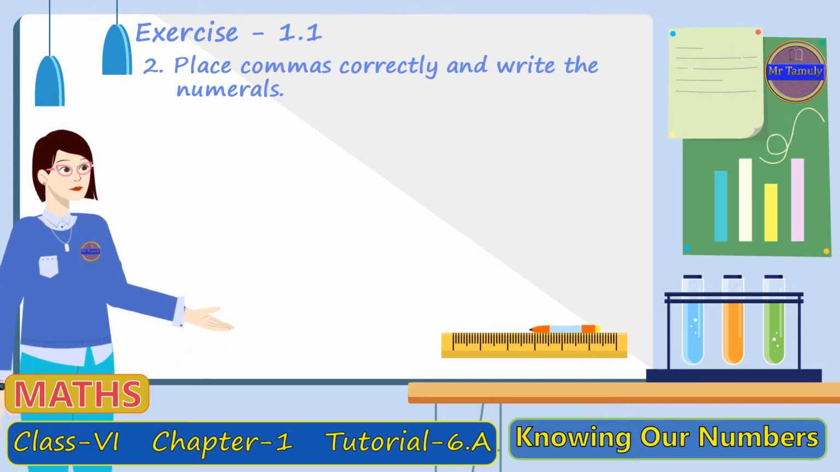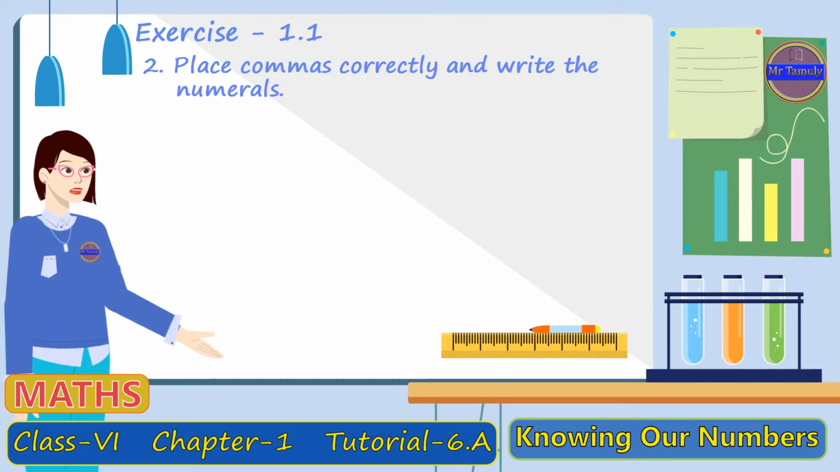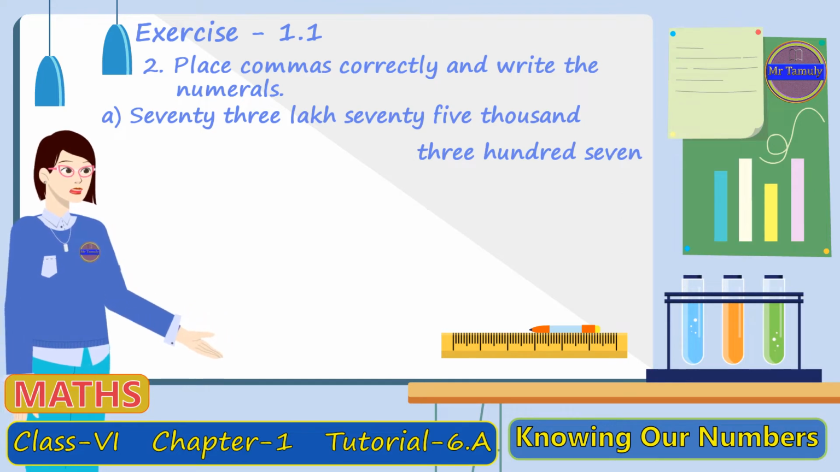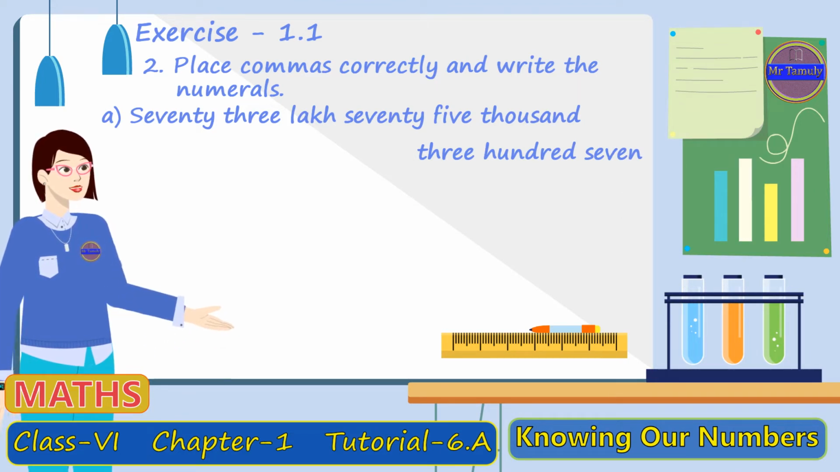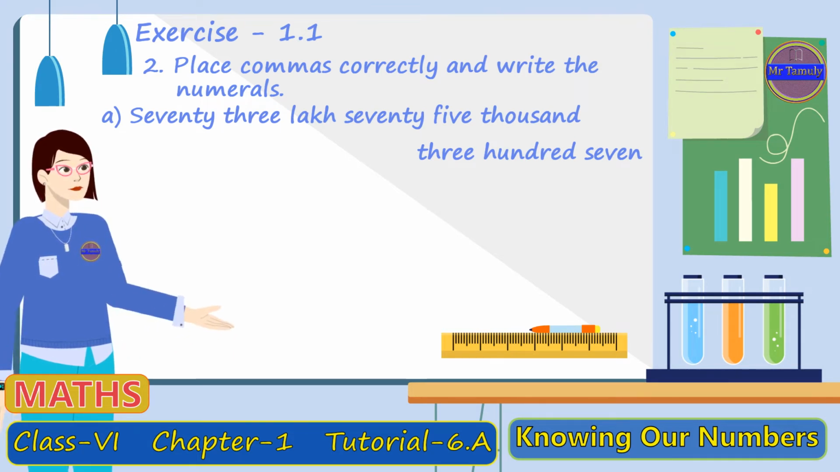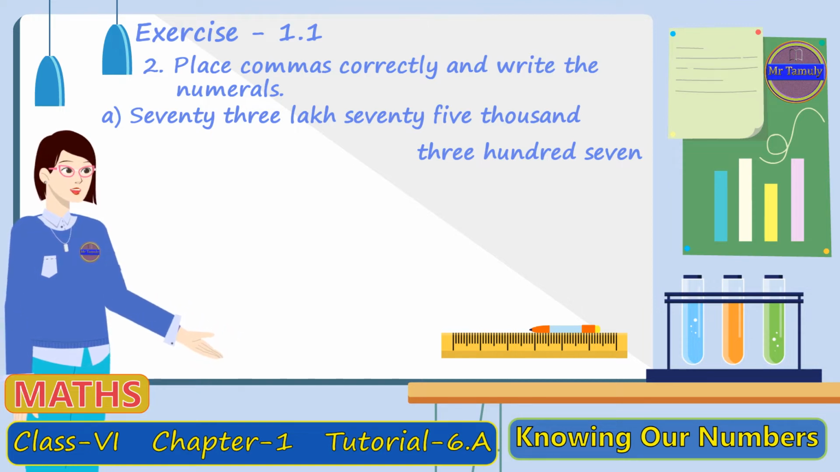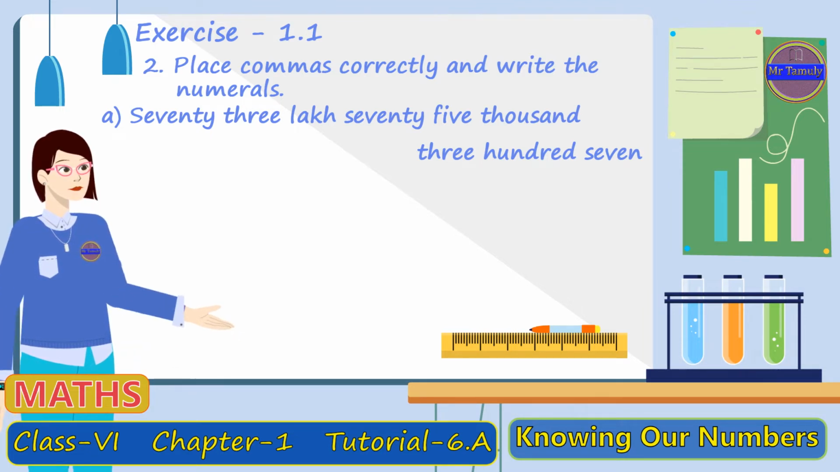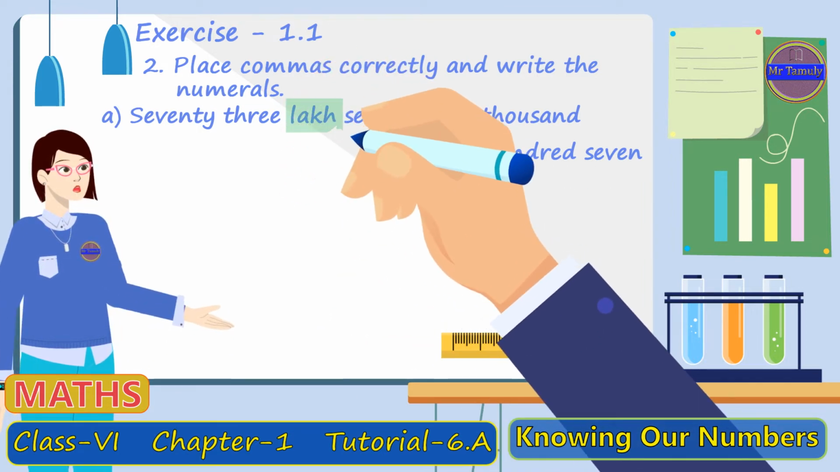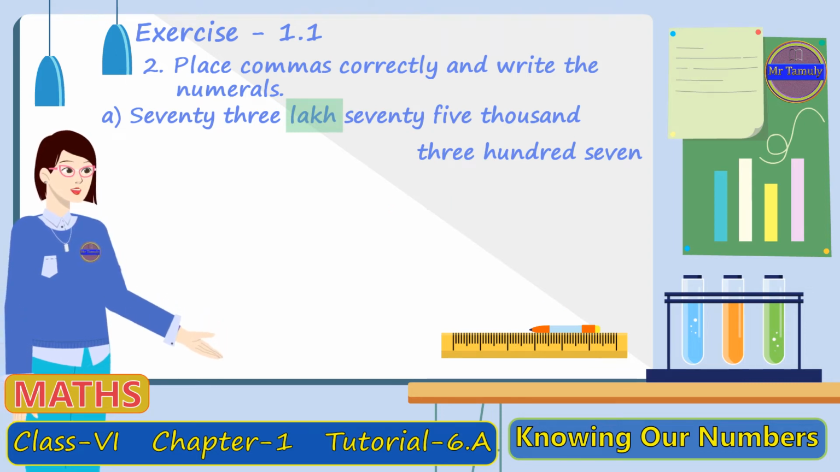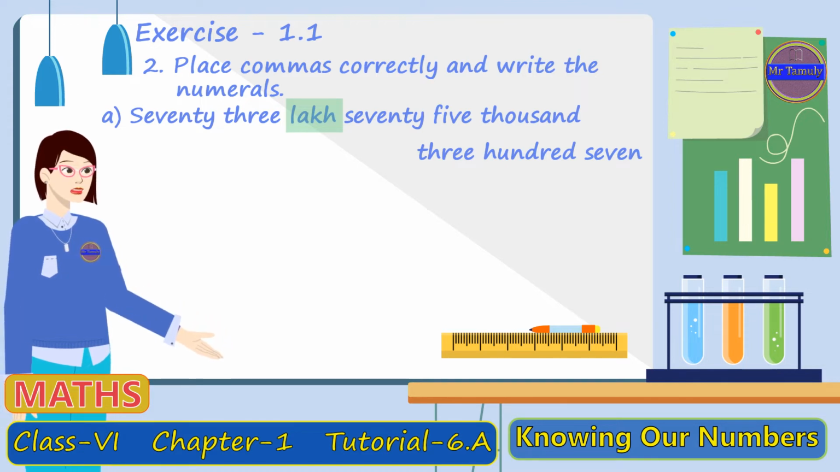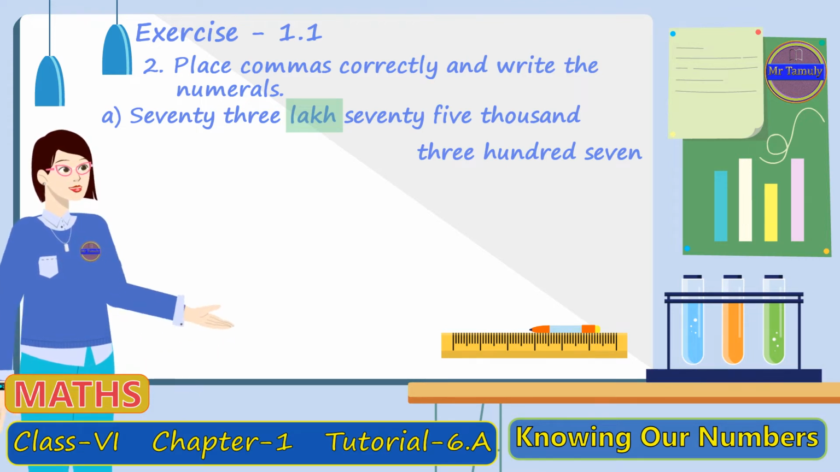In the first question, that is in question number 2a, the given name of the number is seventy-three lakh seventy-five thousand three hundred seven. You are to write the number in numerals and place commas appropriately. First of all, you should ascertain whether the given name is in the Indian format or in the international format. Since the word lakh appears in the name, this is a clear indication that the name is in the Indian format. So, you are to place the commas as per the Indian format of writing numbers.